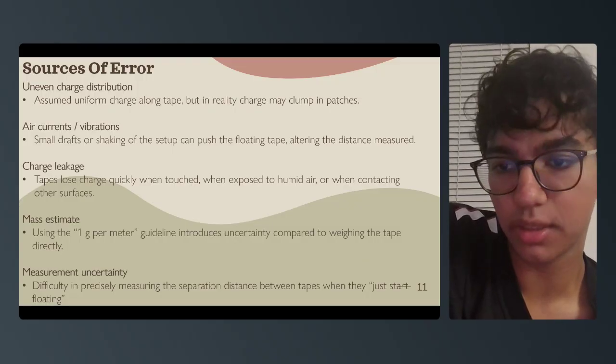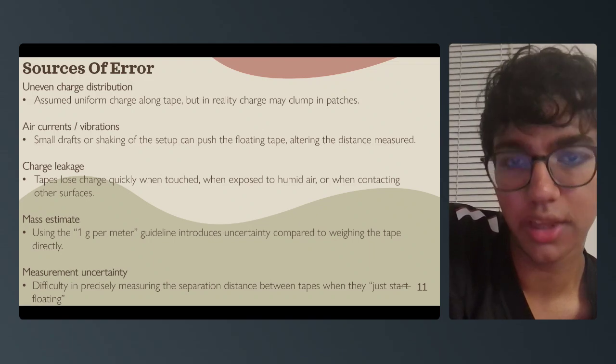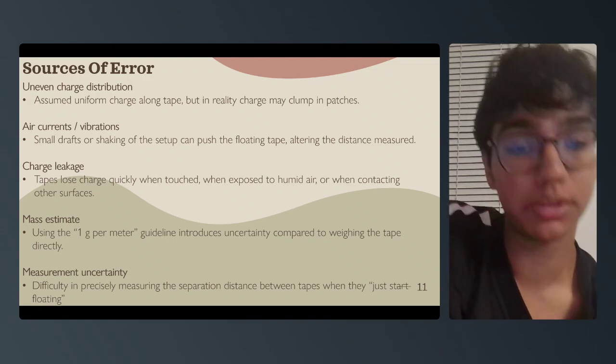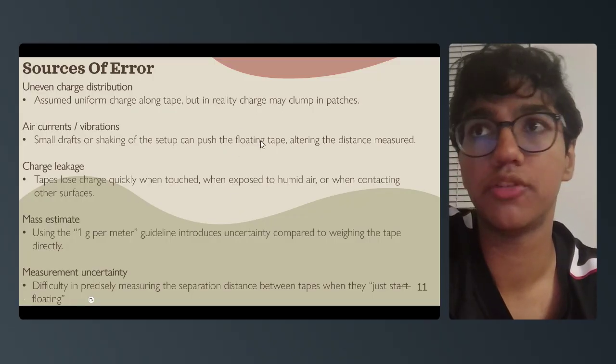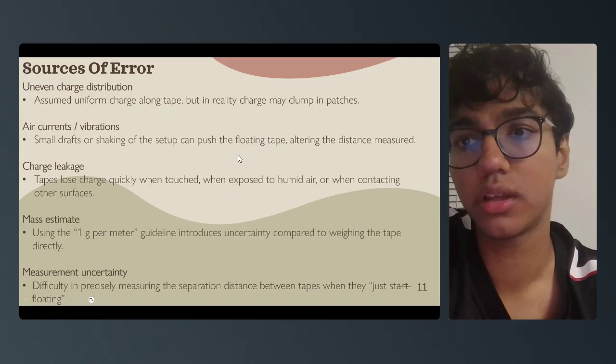Mass estimates: using the 1 gram per meter guideline induces uncertainty, so rather just weigh the tape directly. Measurement uncertainty as well: it's difficult to measure the precise distance, so there might be a few uncertainties that creep into the final result. So anyways, that's it for me.